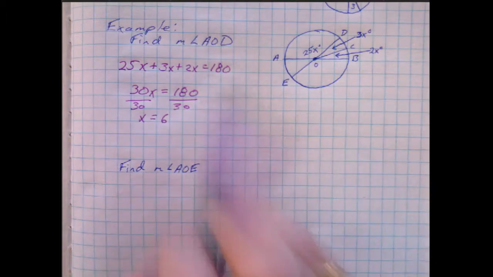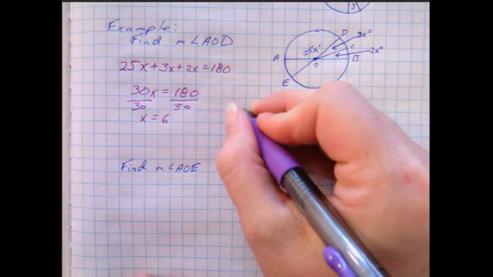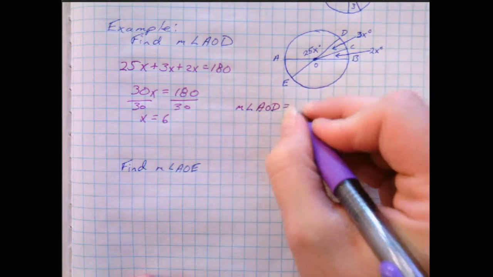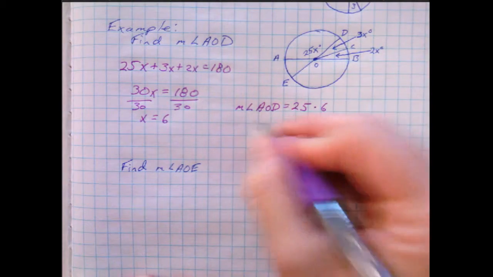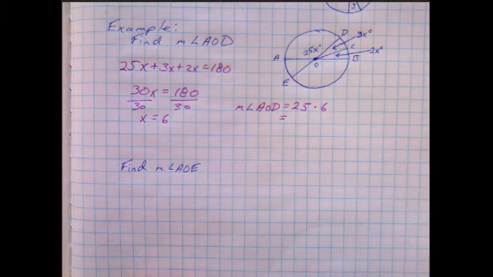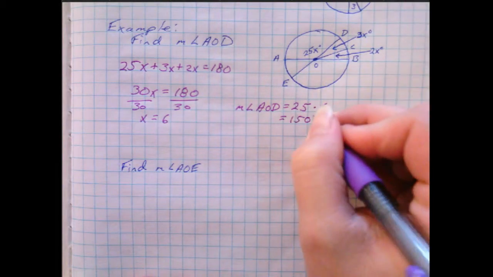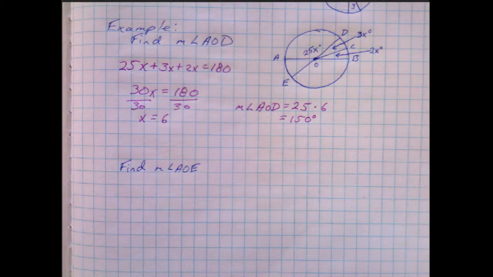Okay, so then I want the measure of angle AOD, so I'm going to plug that back in. So the measure of angle AOD equals 25 times 6. So then this is actually going to be 150 degrees. Okay? Alright, so then let's look at the next one.